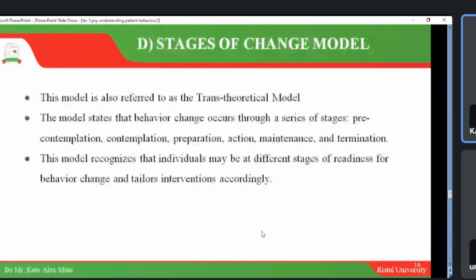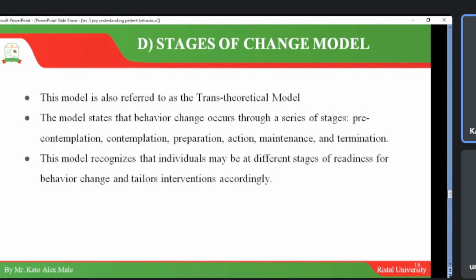Okay. Going to the next model, that is the stages of change. This is very, very important in health. You get it? Very important in health, the stages of change. Because whenever you are going to introduce something new in your community, you must look at these stages.